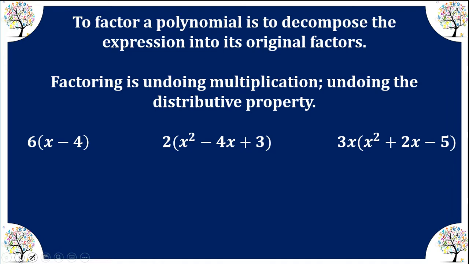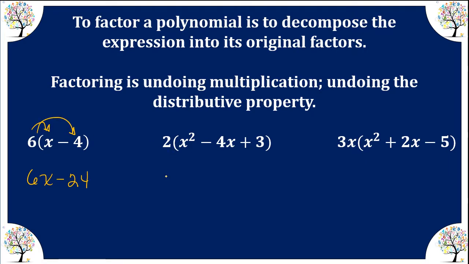So factoring is simply undoing multiplication. We're going to be undoing the distributive property. So let's remind ourselves of how to apply the distributive property and what it looks like. In our first example, we're going to multiply 6 times x minus 4 to get 6x minus 24. We distribute the 6 to both terms.